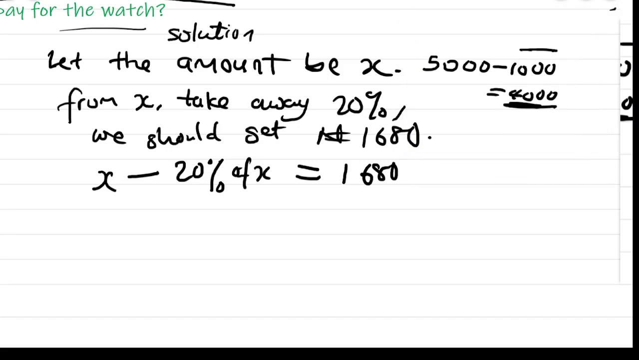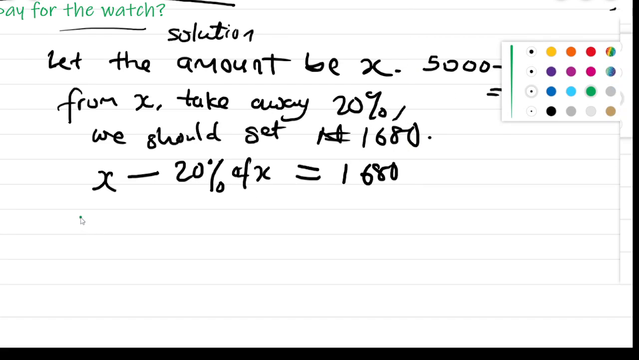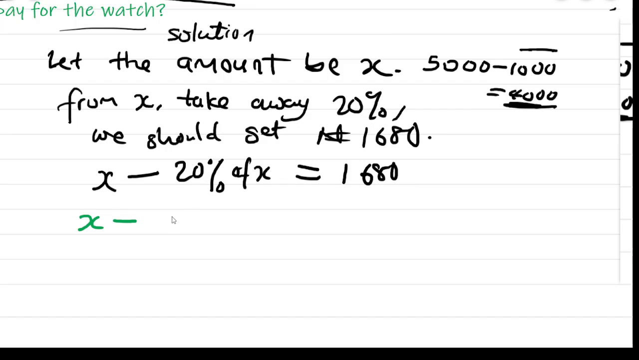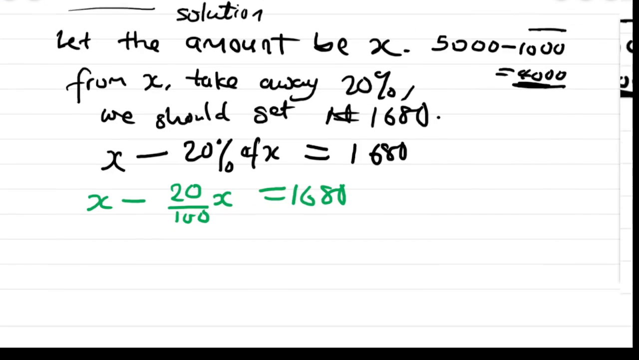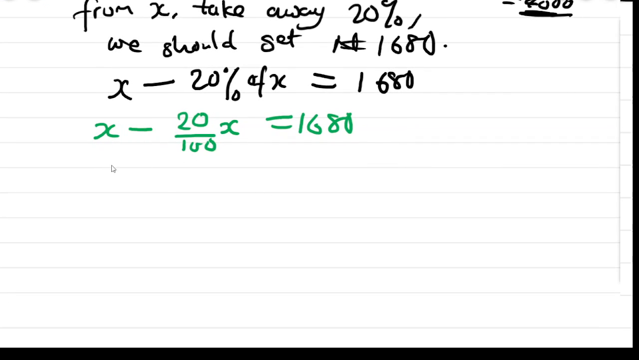So what we'll do next is to see. So this is X minus, so 20% is 20 over 100 times X. 20 over 100x is equal to 1680. So the next thing we do is to do this X. Of course, 0 will cancel out.